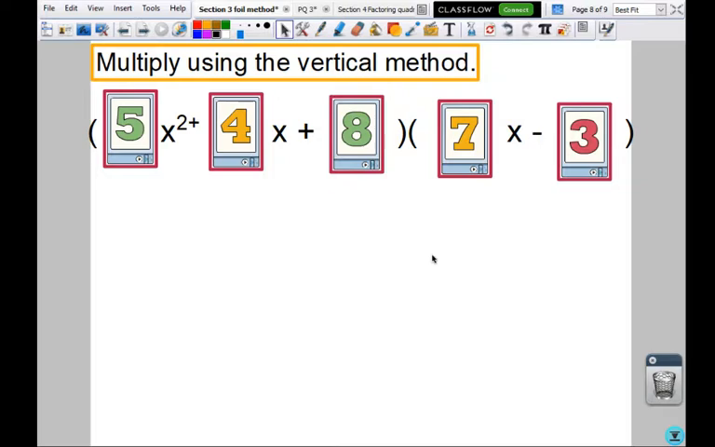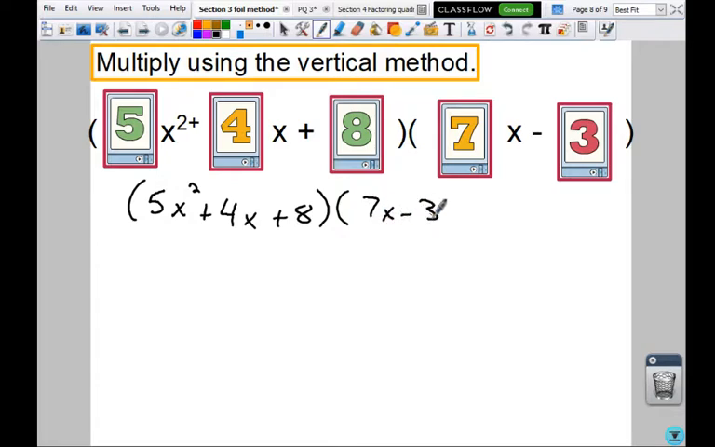So I'll write this one out just a little bit so it looks a little nicer, like what you'll see on your homework and stuff. So in your homework, it would look like 5x squared plus 4x plus 8, and then parentheses 7x minus 3. And you guys are going to help me out with this in a minute or two. So make sure you're at least getting started, have an idea.